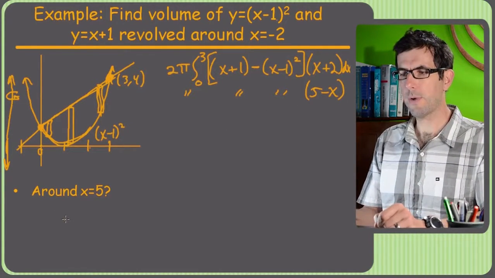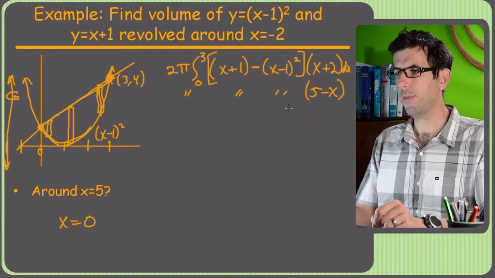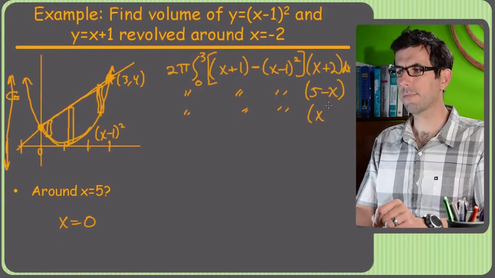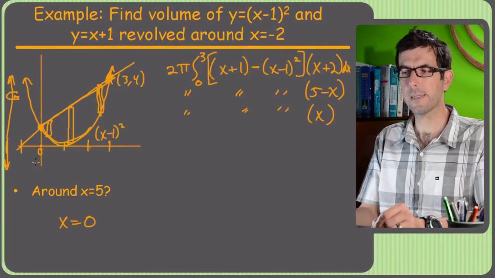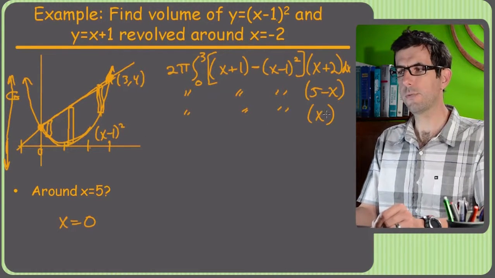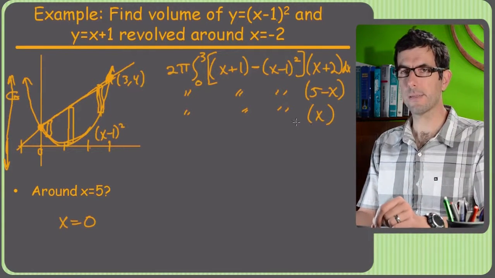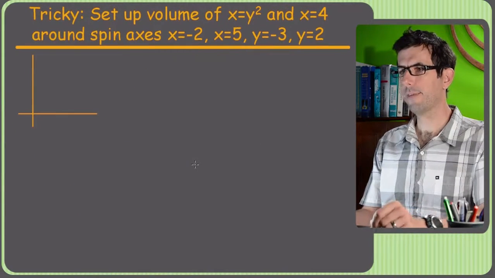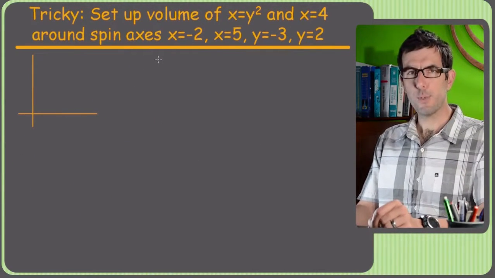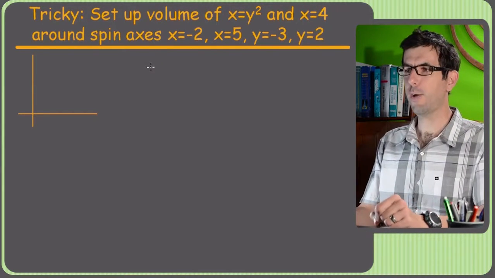What if I had done around x equals 0, or the y-axis? Well, then everything is still the same. It's just x plus 0 or whatever. There's nothing there, because when I spin around the x or y-axis, c equals 0, no offset, so we just have x. All right, good stuff. Last one we'll do, we'll just set up a region with 4 different spin axes and see how it goes.